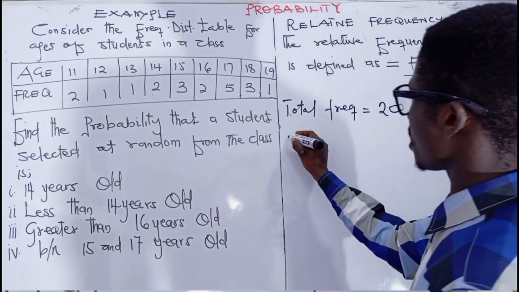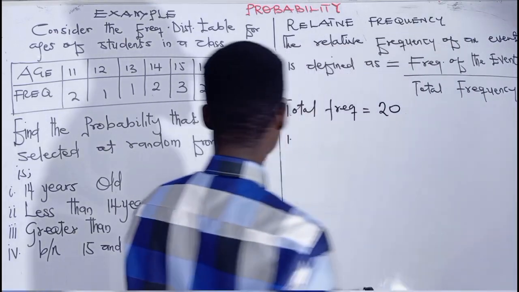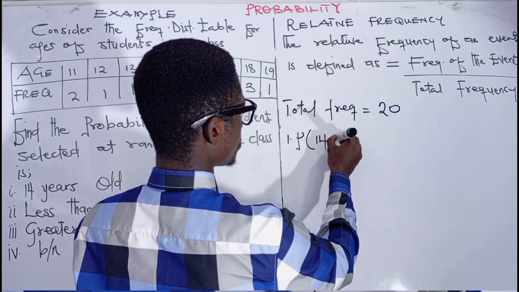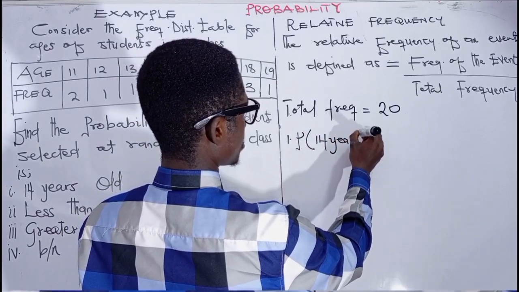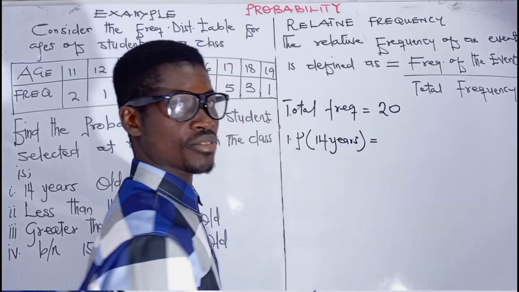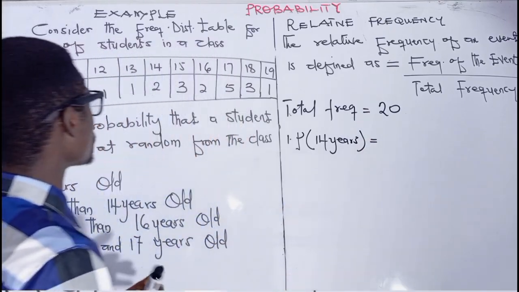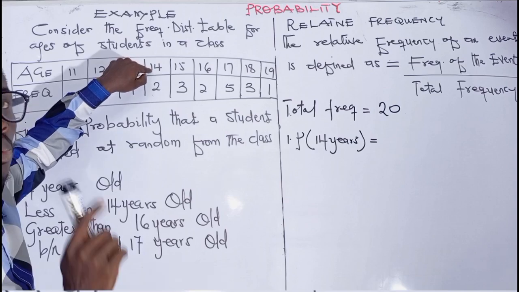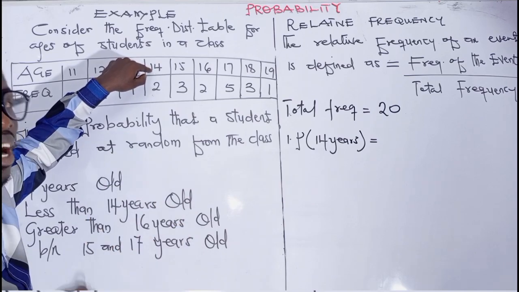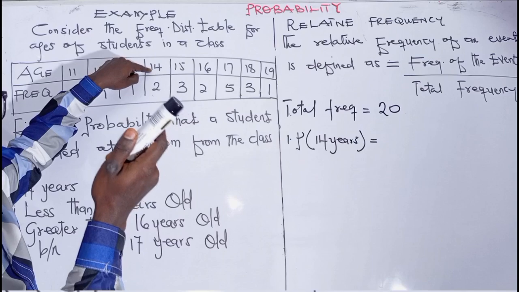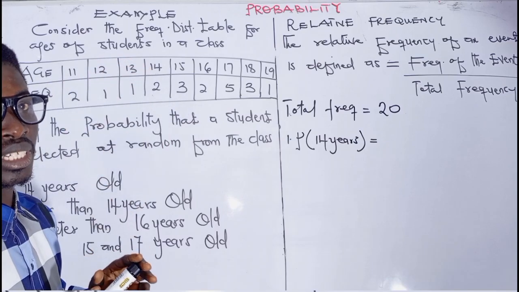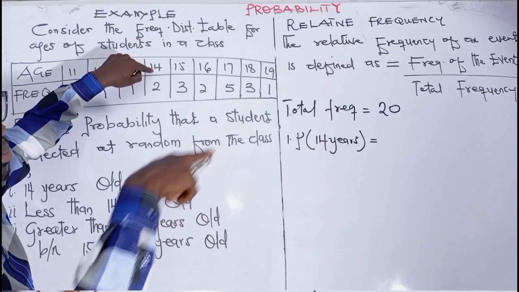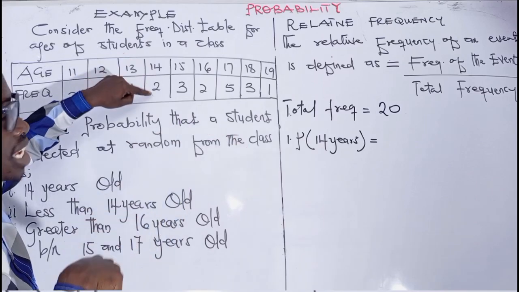So the first one, we have 14 years. The probability of picking a 14-year-old student from the class will be given us by the frequency of the event. So the event is what? 14 years. That's the event, the occurrence with which our interest is attached. Our interest is to pick a student from the class who is 14 years old. Therefore, the event becomes 14 years old. Then we pick the corresponding frequency of the event.